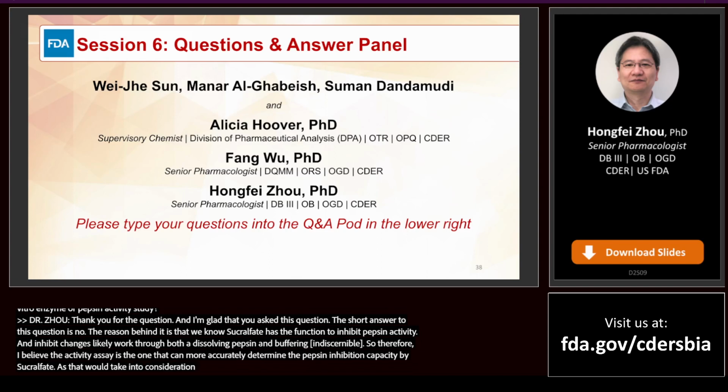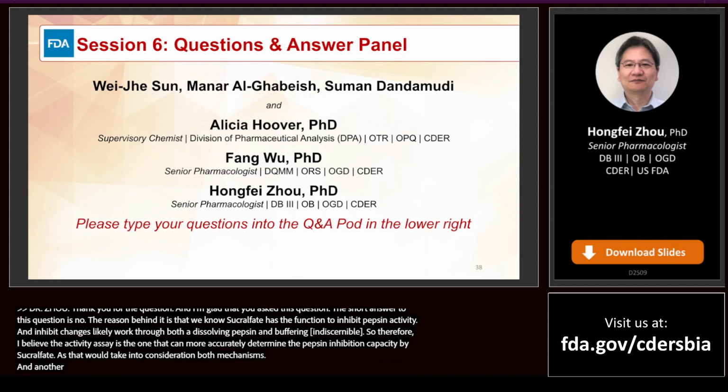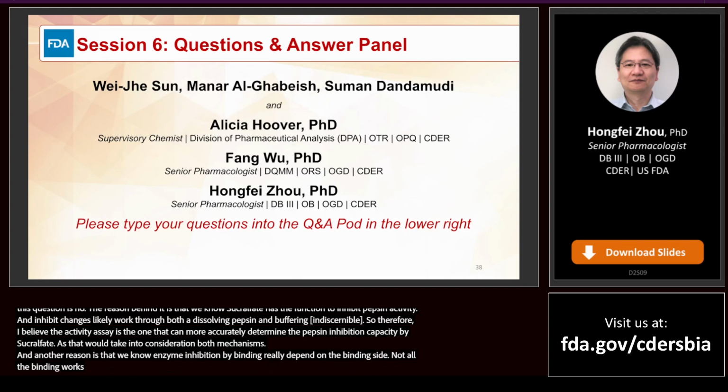Another reason is that we know enzyme inhibition by binding really depends on the binding site. Not all binding works the same way. Some bindings just do not inhibit the enzyme activity. So to tell the real inhibition results, the activity assay is the way to go.